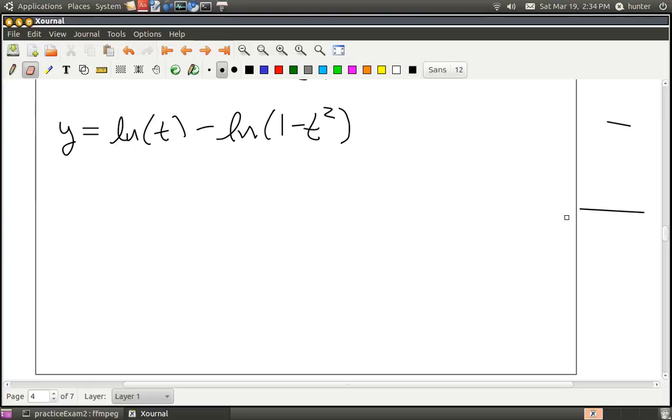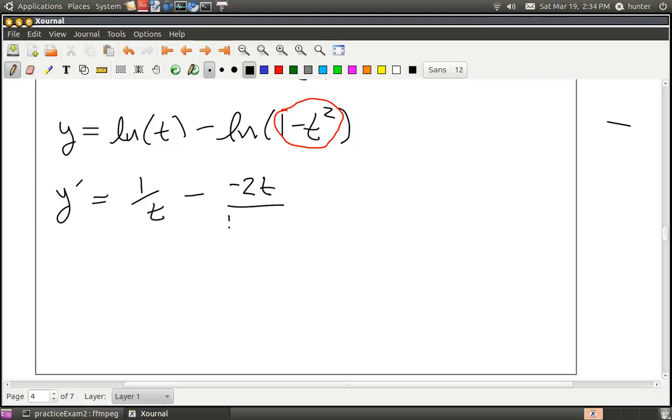Alright, okay, so now y prime is equal to 1 over t, because that's just what the derivative of natural log is. Now I use the chain rule. When you have a function inside natural log, an easy way to compute the derivative is just the derivative of the stuff inside divided by the stuff inside. So this is minus 2t over 1 minus t squared. And that's it. That one's done too.